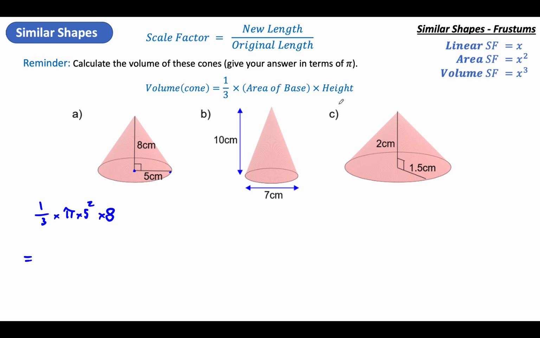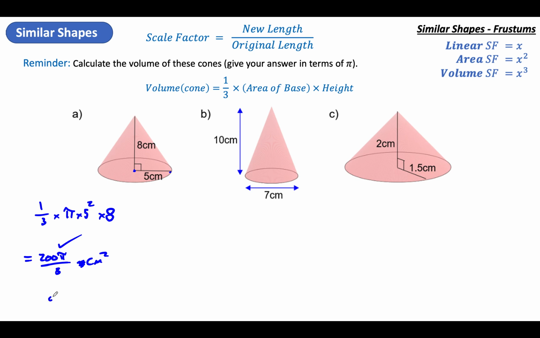So it's a third of the area of the base times the height. And in terms of pi, that would be 200 pi over 3. And let's put that as a decimal as well, why not? 209. It does say give your answer in terms of pi, so that's what I'm looking for. In fact, it did say in terms of pi, so I'm going to leave it like that.